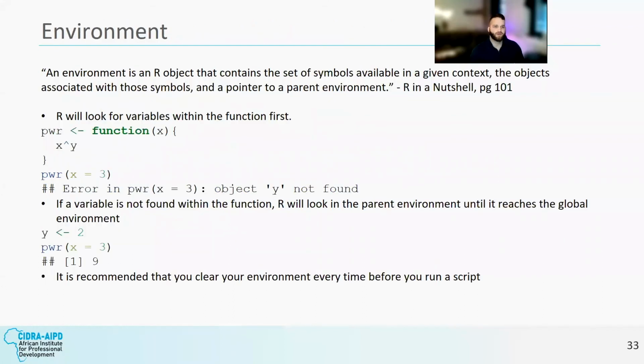The next concept is the environment. First we'll go through R in a nutshell for the exact definition, and then we'll look at what that actually means in practice. The definition is: an environment is an R object that contains the set of symbols available in a given context, the objects associated with those symbols, and a pointer to a parent environment.